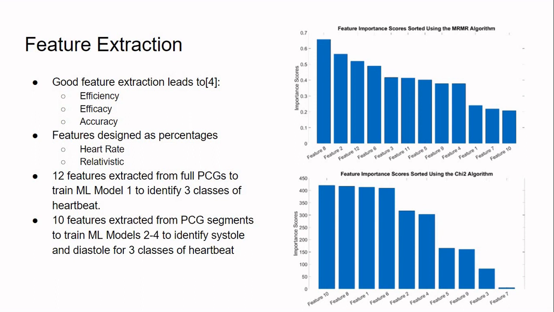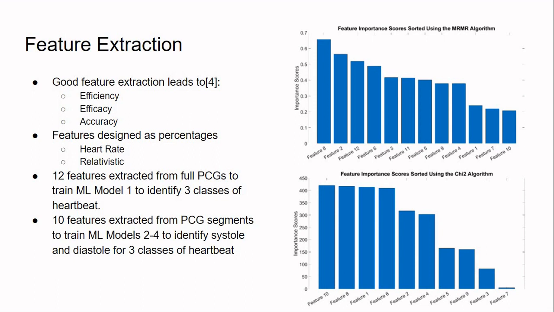Good features are able to distinguish between different aspects of the phonocardiogram well, and this leads to machine learning algorithms with higher efficiency, efficacy, and accuracy. The features in this project were designed to be percentages. This eliminates the effects of differentiating heart rates between the phonocardiograms and keeps features relativistic. So for example, the diastolic segment of a heartbeat might be longer for a patient with a low heart rate than for a patient with a high heart rate. However, both patients may present a normal heartbeat with no murmur.